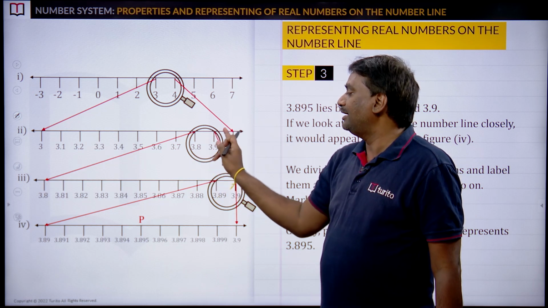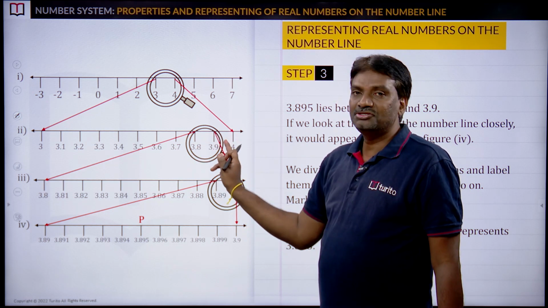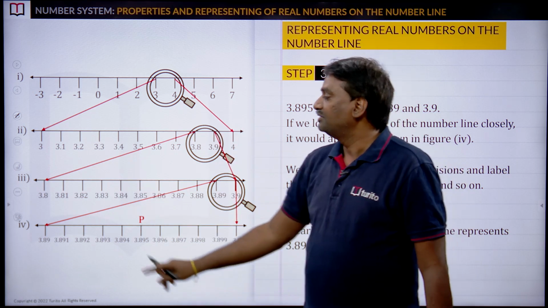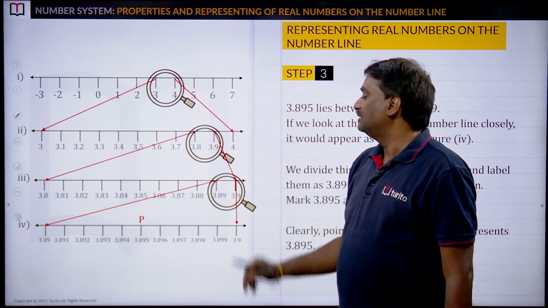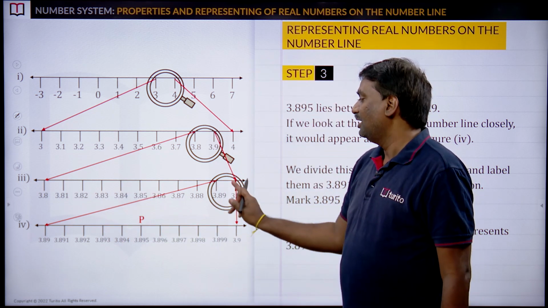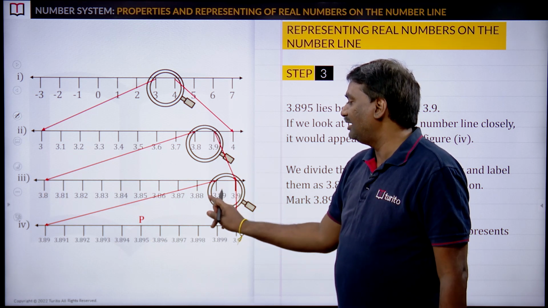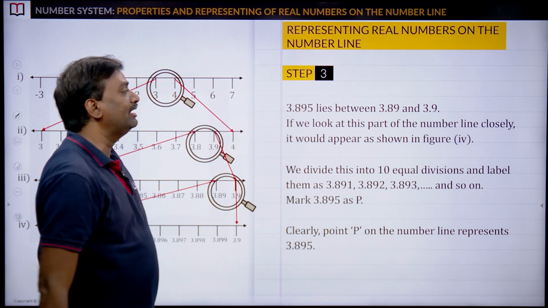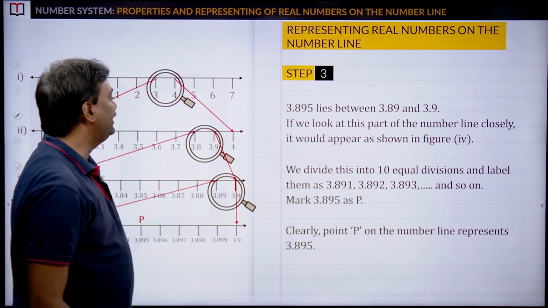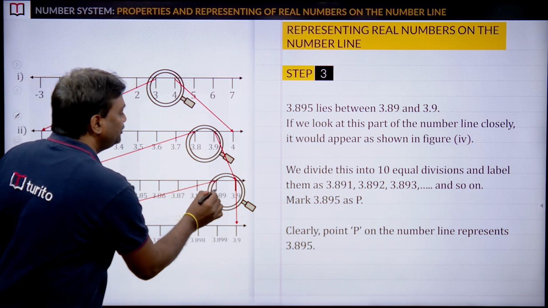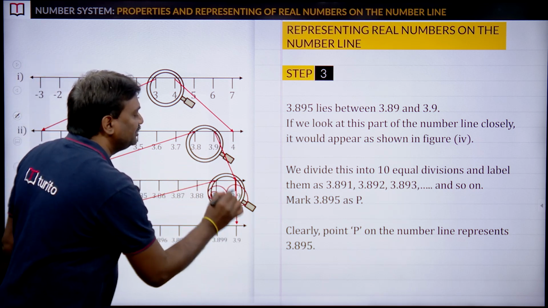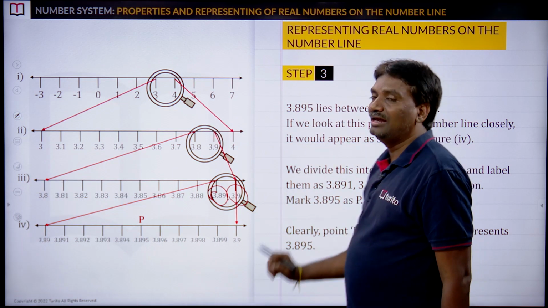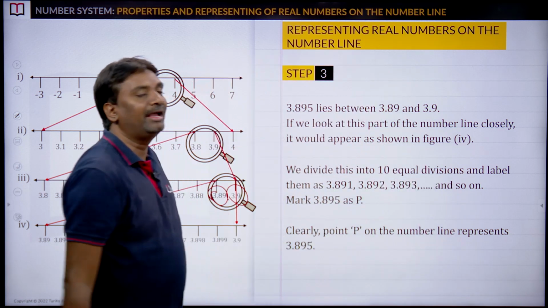Next, you can take 3.8 and 3.9. Between these two numbers, again we can divide the part into 10 equal parts as 3.81, 3.82, and so on up to 3.89, 3.9. So, here 3.895 lies between 3.89 and 3.9. This is 3.89, this is 3.9. So, clearly the number 3.895 lies between 3.89 and 3.9.